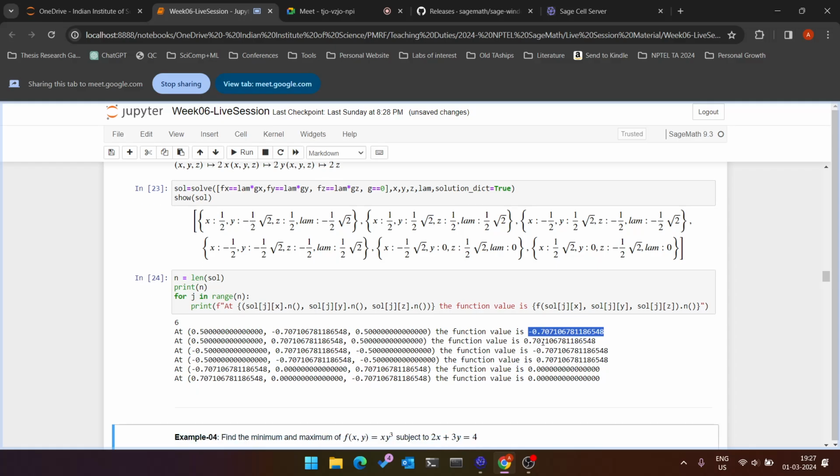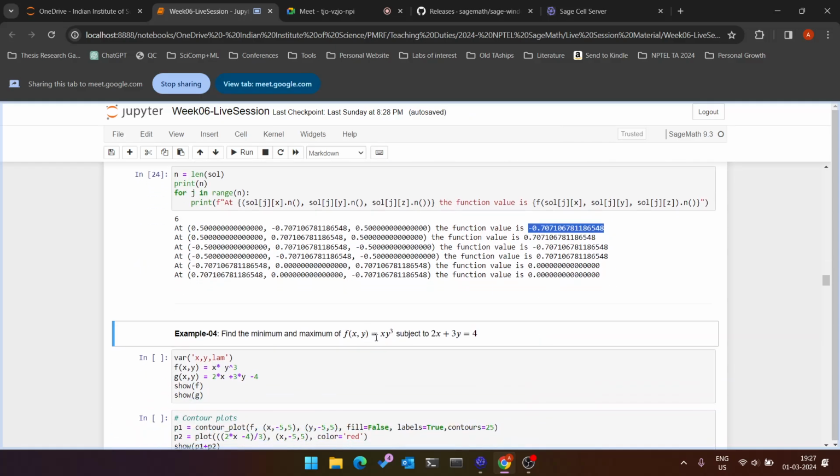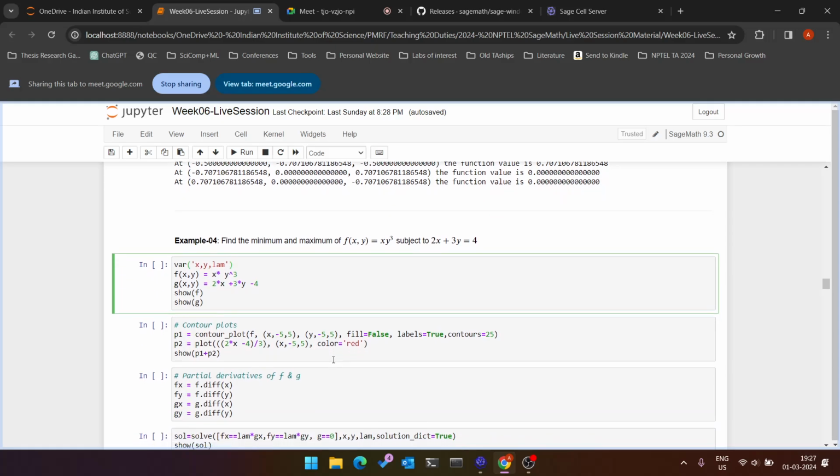Next, we have a similar problem where we want to find the constrained optimization for the function f of xy equaling x y cubed, subject to 2x plus 3y equaling 4. Same steps: start by defining symbolic variables x, y, lambda. Define your function expressions f of xy and g of xy.